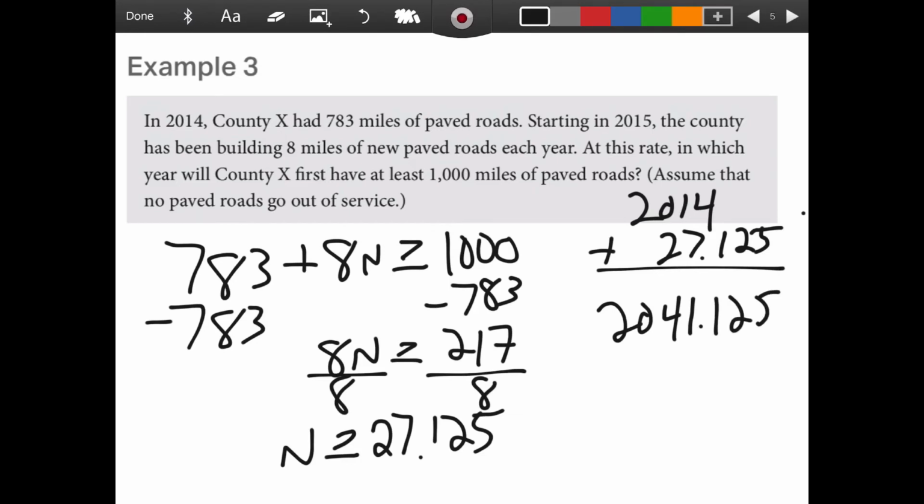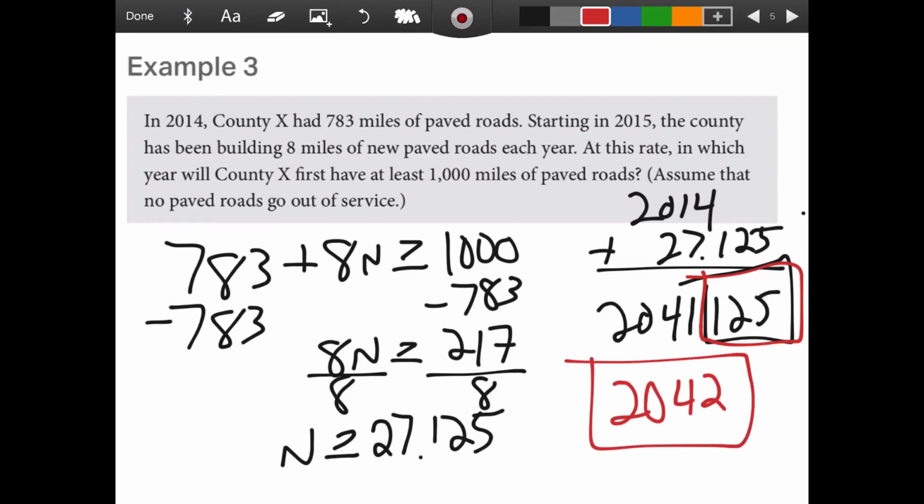But this doesn't make sense, because if there is a little fraction at the end of the year, that means it takes longer than that time. So this would most likely be in the beginning of 2042, where we would hit this milestone of 1,000 roads.